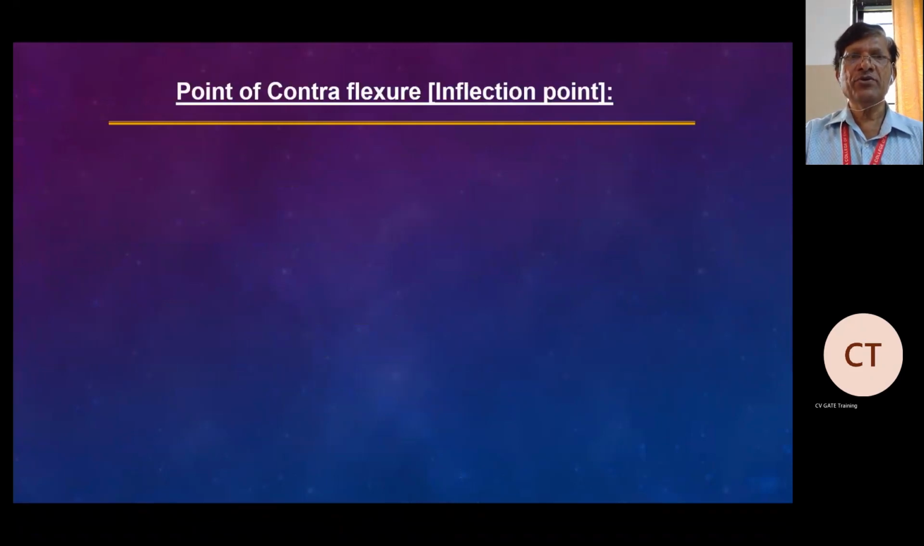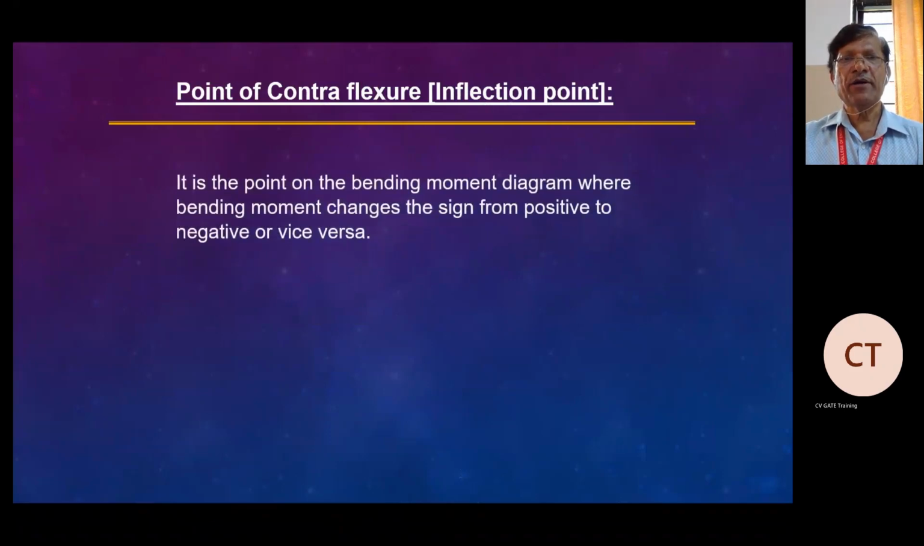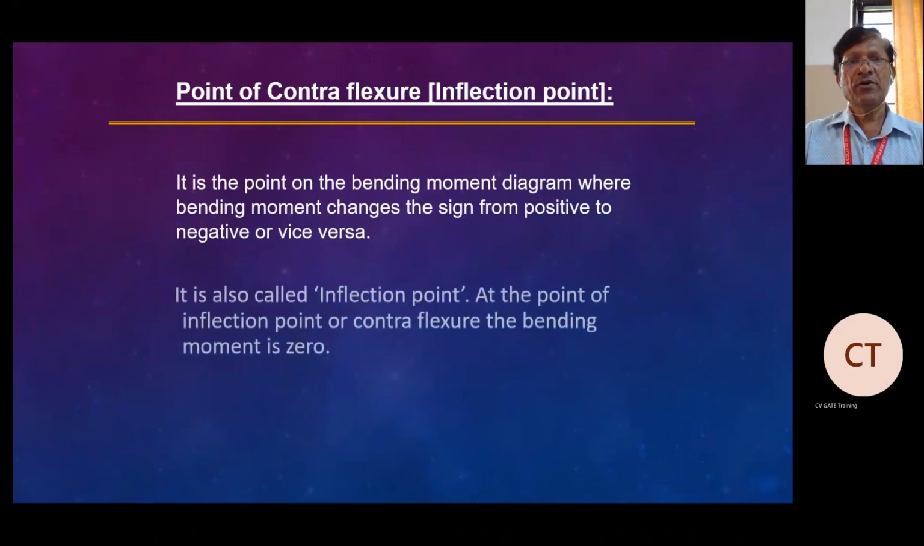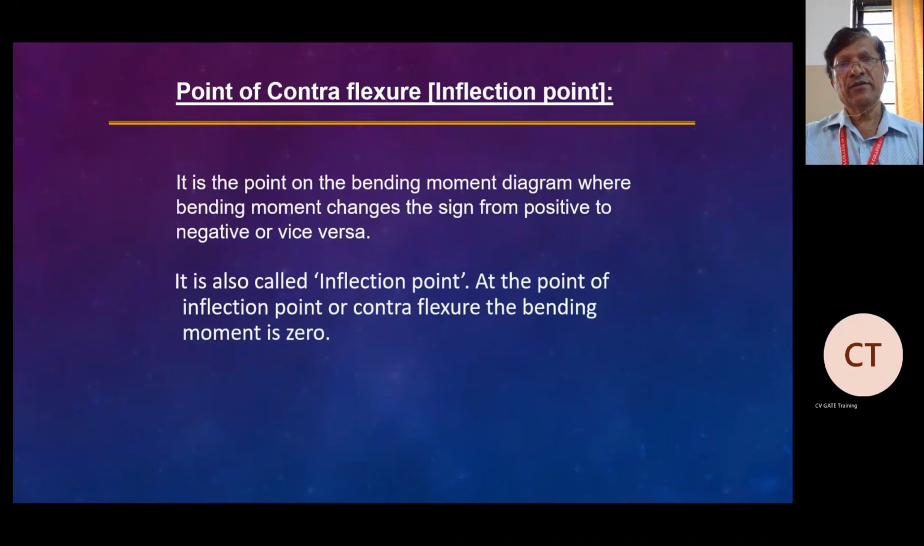So you should know what the point of contraflexure is. It is the point on the bending moment diagram where the bending moment changes its sign from positive to negative or vice versa. It is called the point of contraflexure. It is also called an inflection point. At the point of inflection or contraflexure, the bending moment is zero.